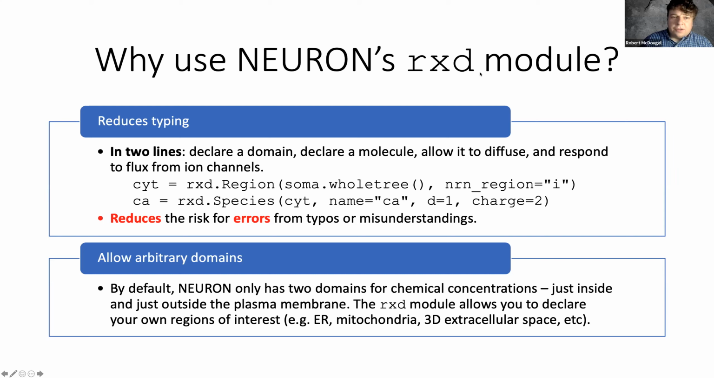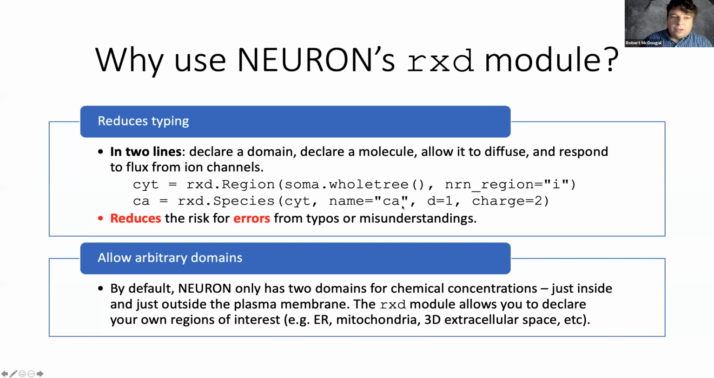So the RxD module provides a standardized way of doing this. With these 2 lines of code, I'm able to say, hey, look, I've got a cytosol somewhere. Well, we always have a cytosol, but it wouldn't have to be. And within that cytosol, we have calcium.